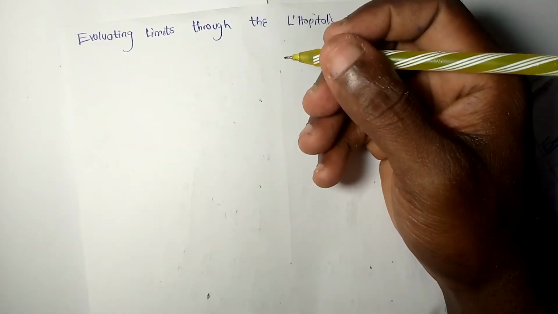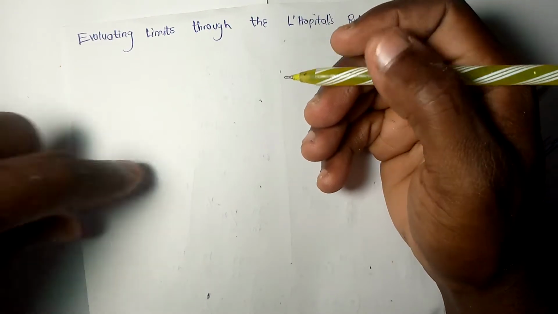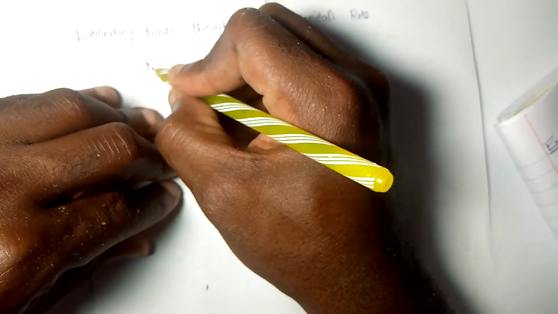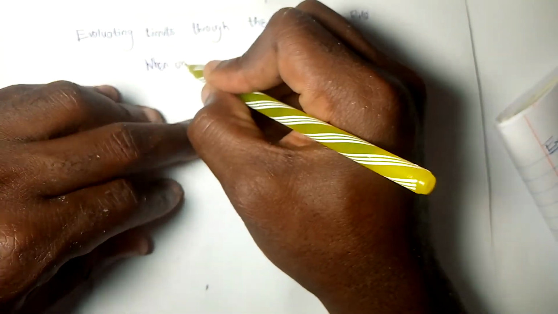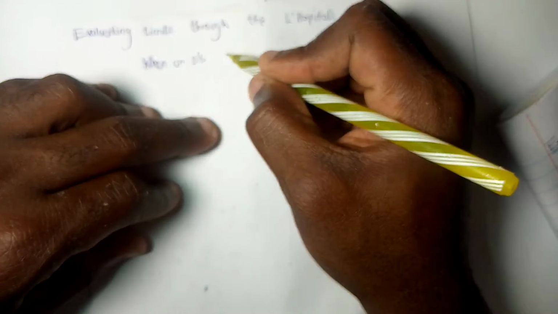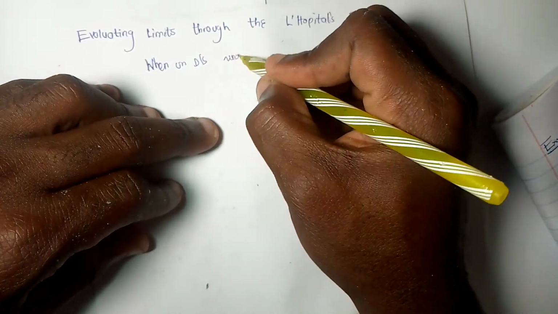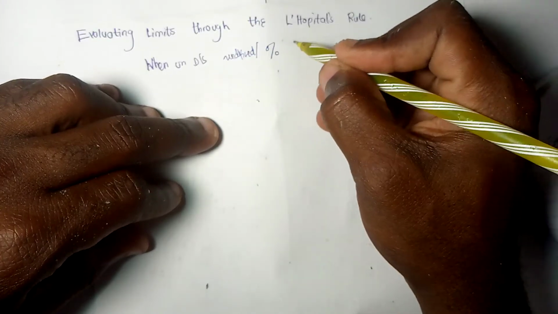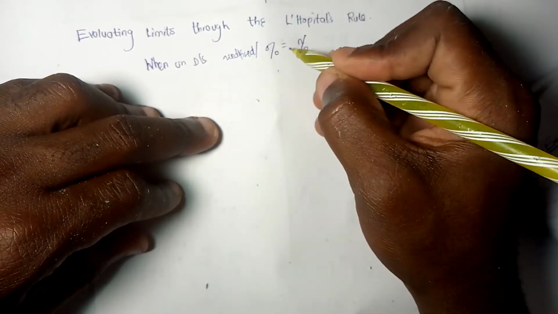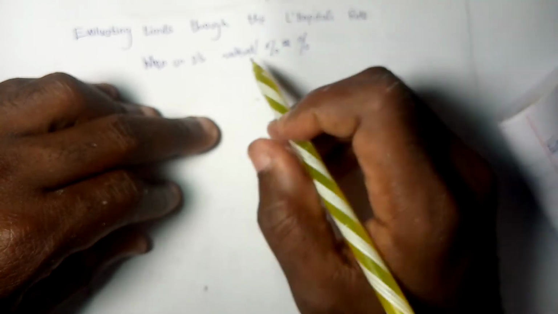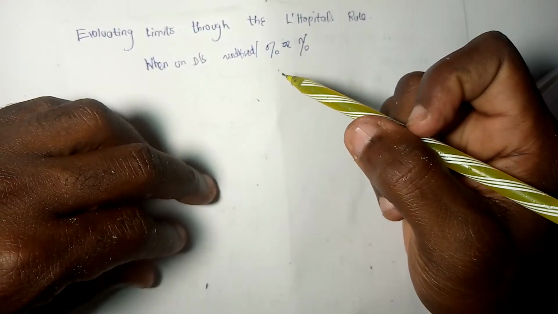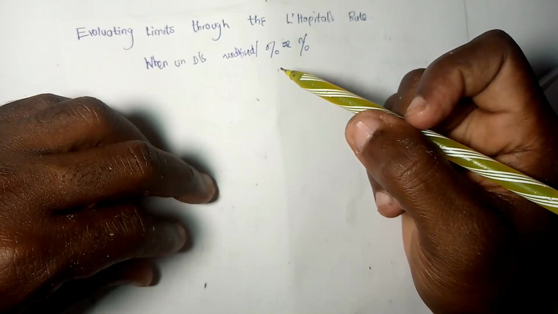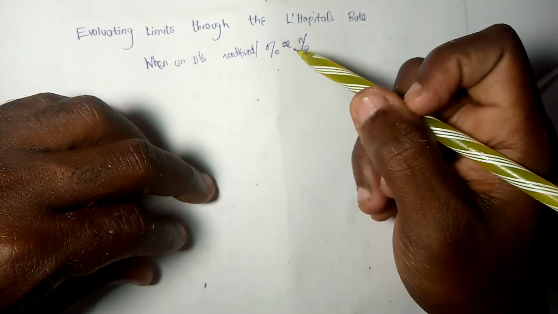L'Hopital's rule is usually used when, on direct substitution, you get an undefined situation, like 0 over 0, or any number divided by 0. So that is when you can employ L'Hopital's rule. And what exactly does L'Hopital's rule entail?